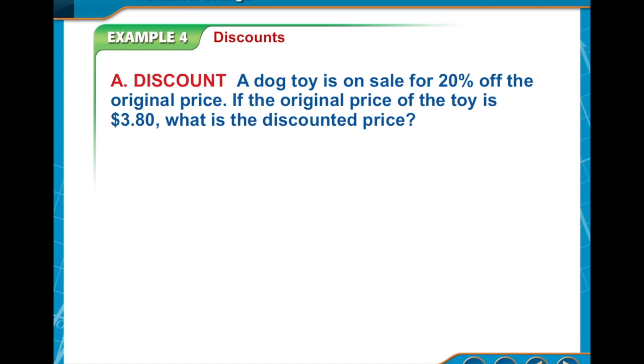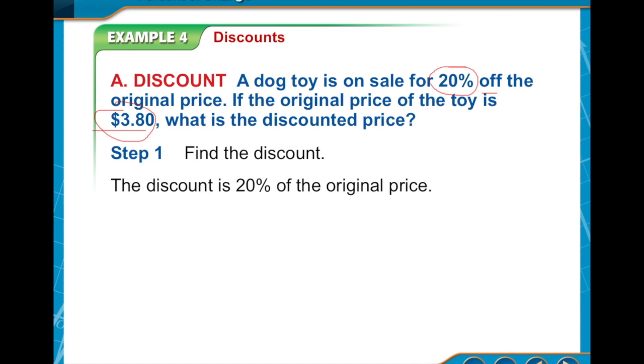So for 4A, now we're talking about discounts, so something's going to go down. A dog toy is on sale for 20% off of the original price, so we know it's going down. If the original price of the toy is $3.80, what's the discounted price? So we can find that with just a couple steps. What is the discount? How much money are we saving? So 20% times our original tells us what the change is.